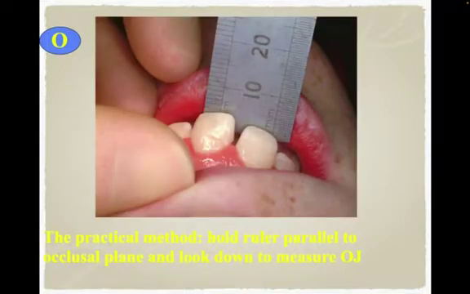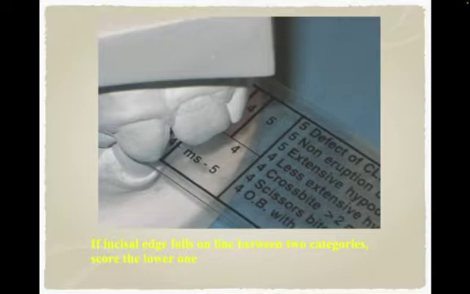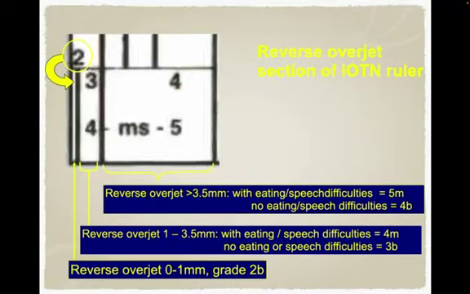The practical method is to hold the ruler parallel to the occlusal plane, and you look down to measure the amount of the overjet. And as you can see, you can use the IOTN ruler. Here, the central incisors are in the 4 area, so that means it's a 4A malocclusion. Now, if the incisal edge falls on a line between two categories, you score the lower one, not the upper one. So for example, if the incisal edge you see is touching the 5 and touching the 4, you go and record the 4. That's 4A.